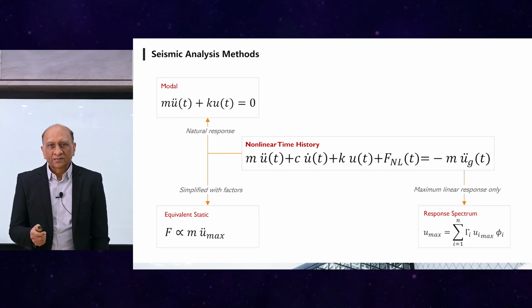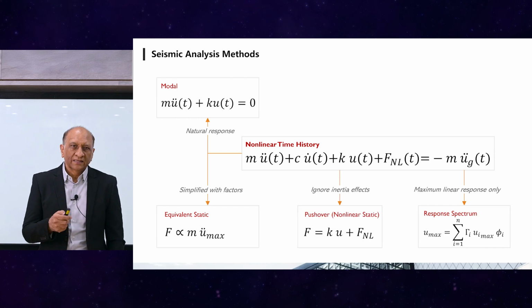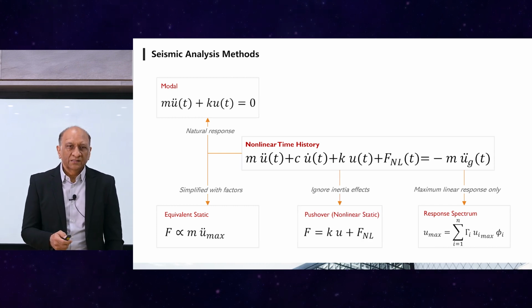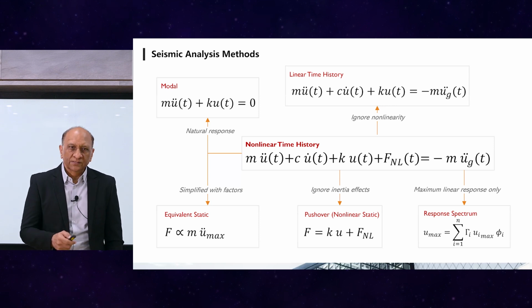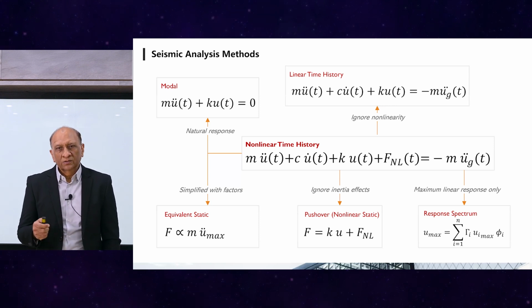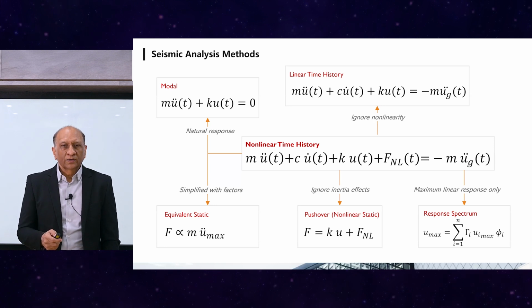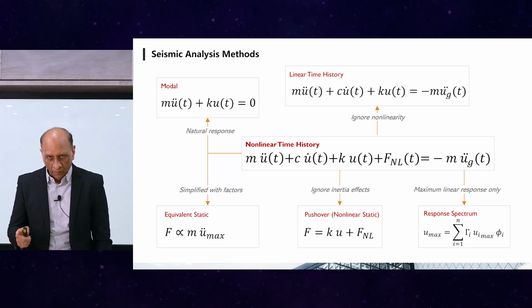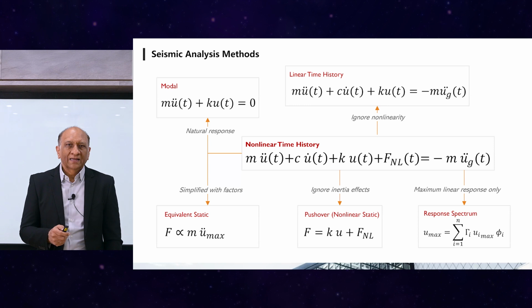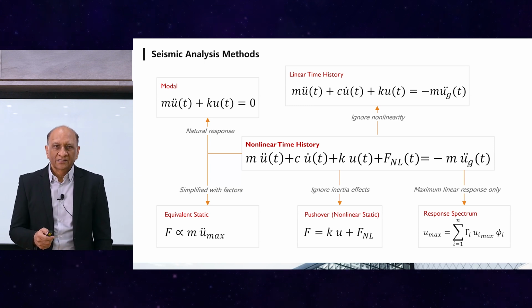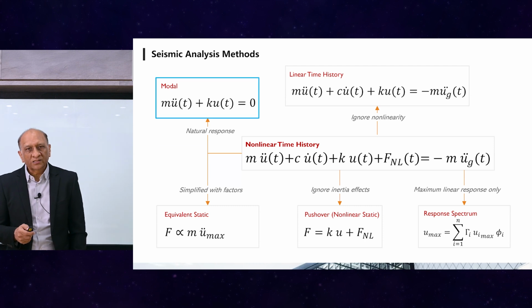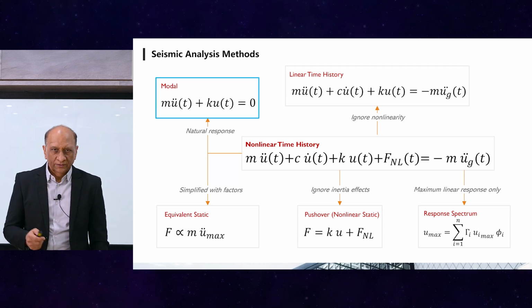Now, from this equation, we can derive various methods of seismic analysis, like modal analysis, the simplified equivalent static method, which we will discuss today a little bit. And then we can also look at the response spectrum, which we will also discuss today. And then we can also look at the pushover, which we will discuss slightly today. And then linear time history analysis, a subset of the nonlinear time history analysis. So that's roughly the analysis procedures that can be followed.